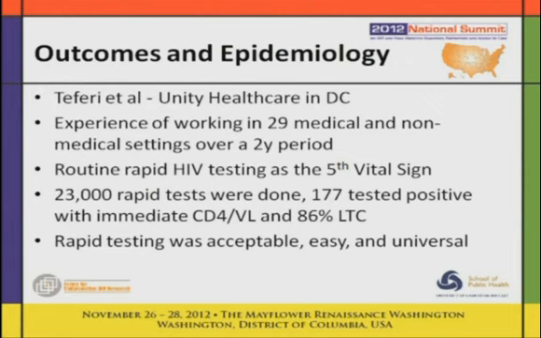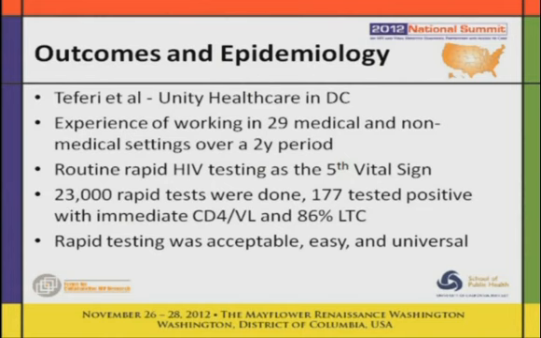So these next two studies really discuss how much scale-up has been going on in HIV testing, and really some successes there. The first was Unity Healthcare in DC. They have experience working in 29 medical and non-medical centers over the last 2 years. They've called routine testing the fifth vital sign, which I really liked. If you're going to take a pulse, you should also take an HIV test.